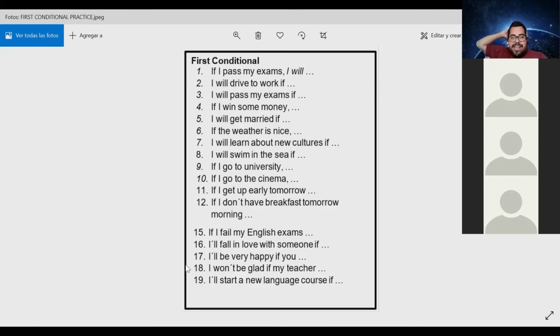Okay, in this case, that was Emerson and Christopher. I will get married if I find the perfect person. Look at that, if I find. In the normal tense, in simple form, if I find.